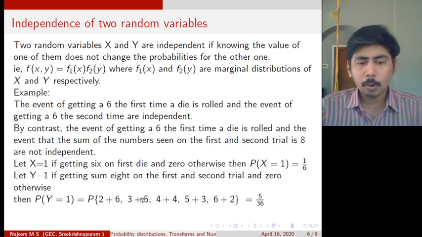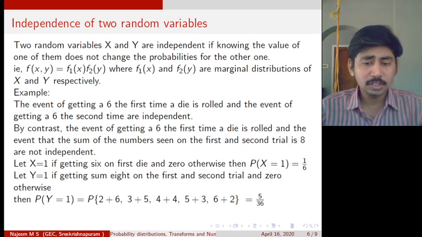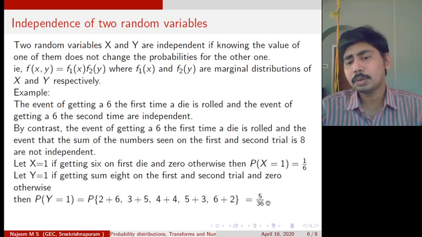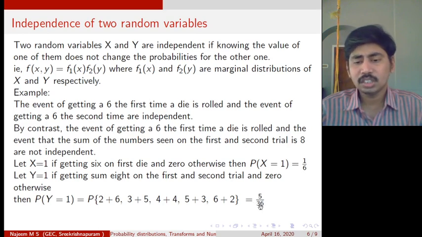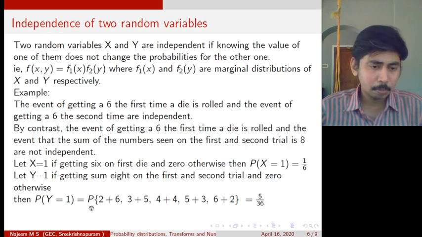Therefore the probability is: 1, 2, 3, 4, 5, so 5 outcomes will be success, and the total outcomes: any of 6 numbers can appear on the first die and any of 6 numbers on the second die. So 6 into 6 equal to 36. So the probability of x equal to 1 is 1 by 6, and the probability of y equal to 1 is 5 by 36.